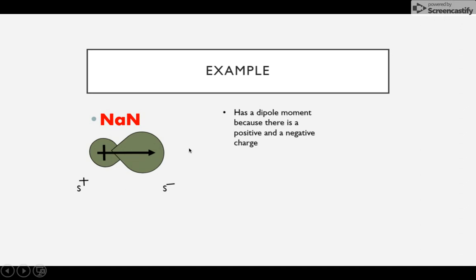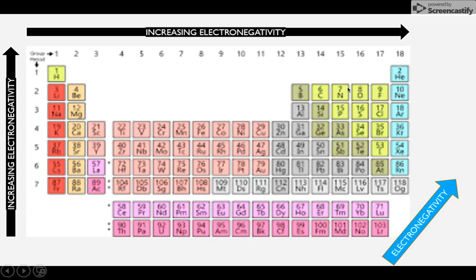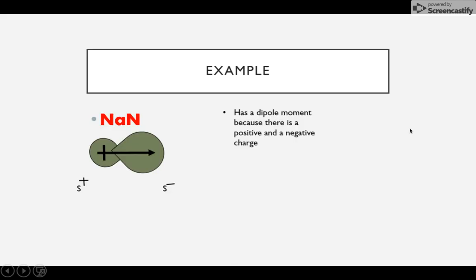So here's an example of a molecule. NaN. So here's N, here's Na. If we're following this example, you're going to go up. N is more electronegative, so the arrow is going to point towards the N, but it's going to make a plus sign back here at the sodium. So delta positive here and delta negative here. And it does have a dipole moment because there's a positive and a negative charge.